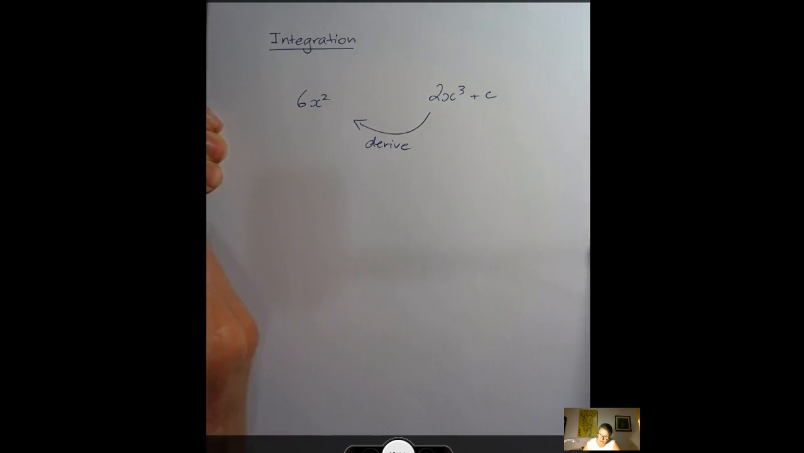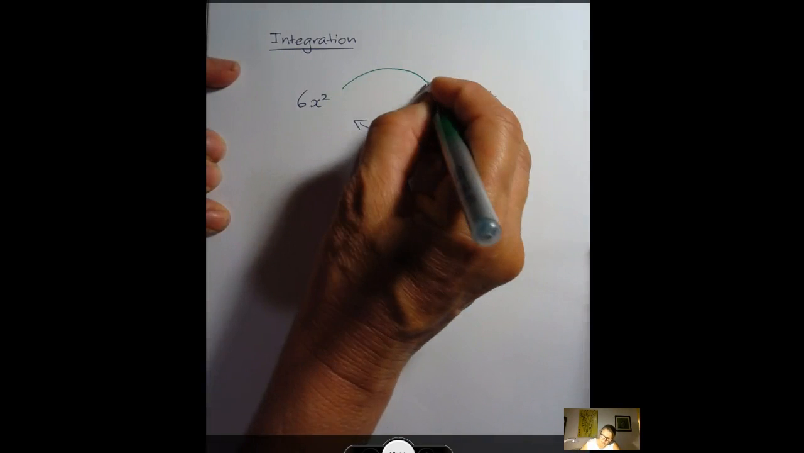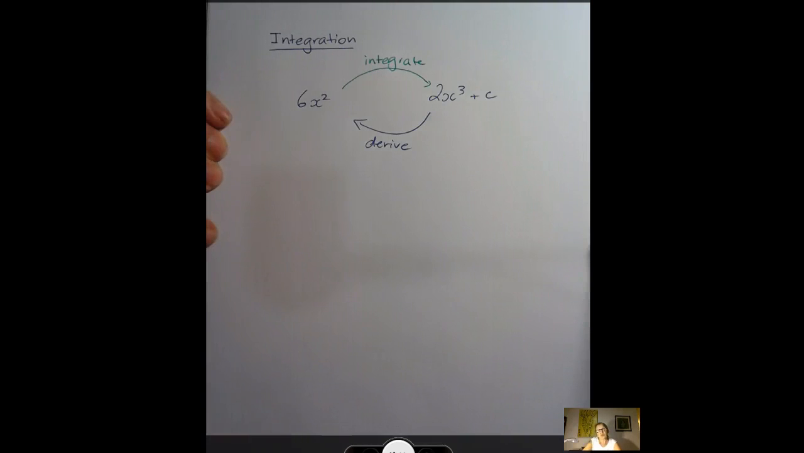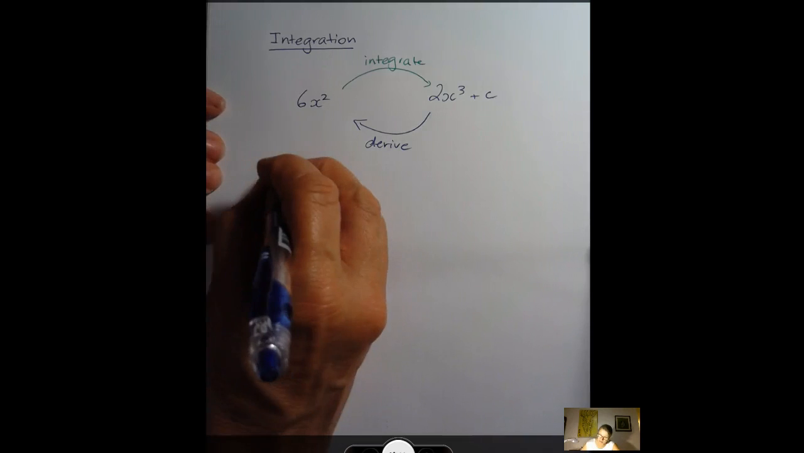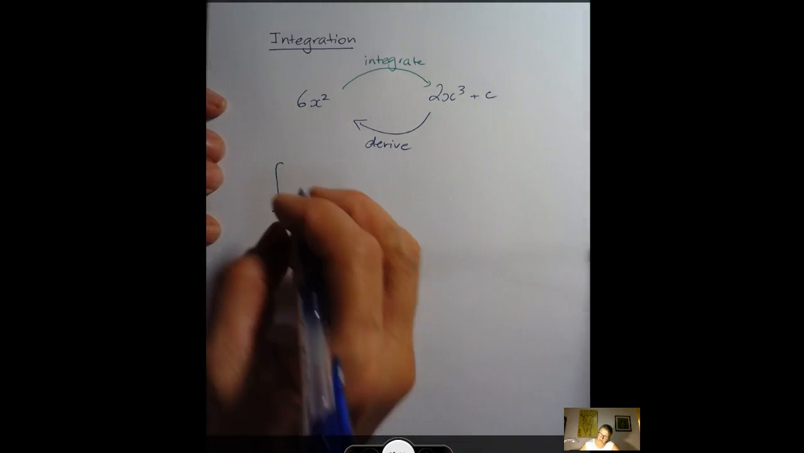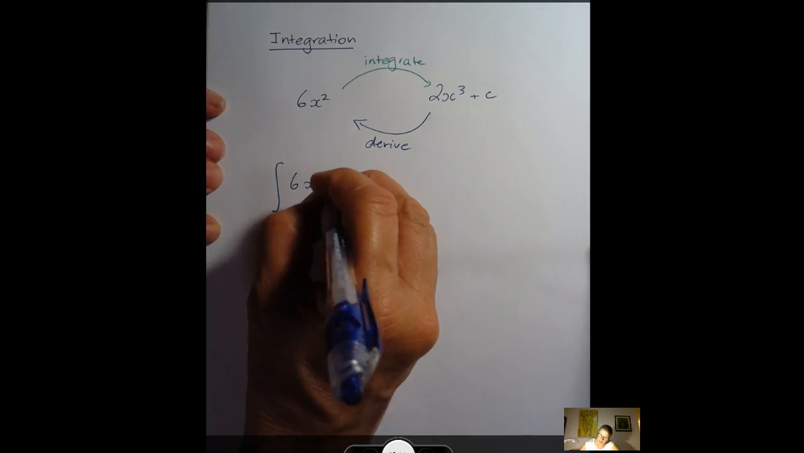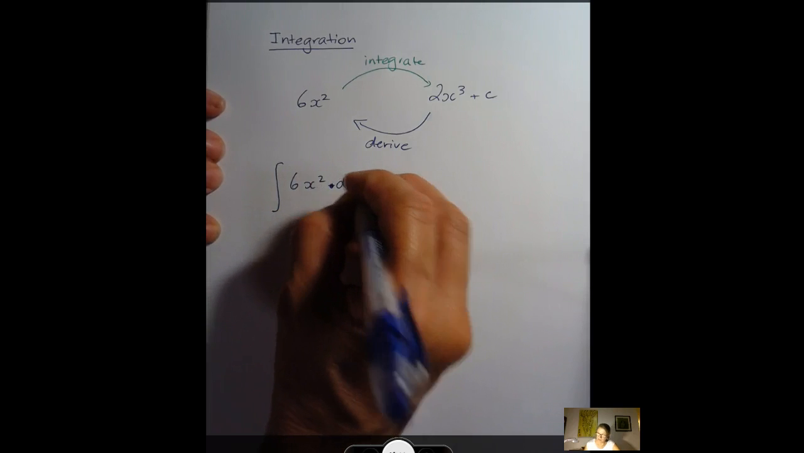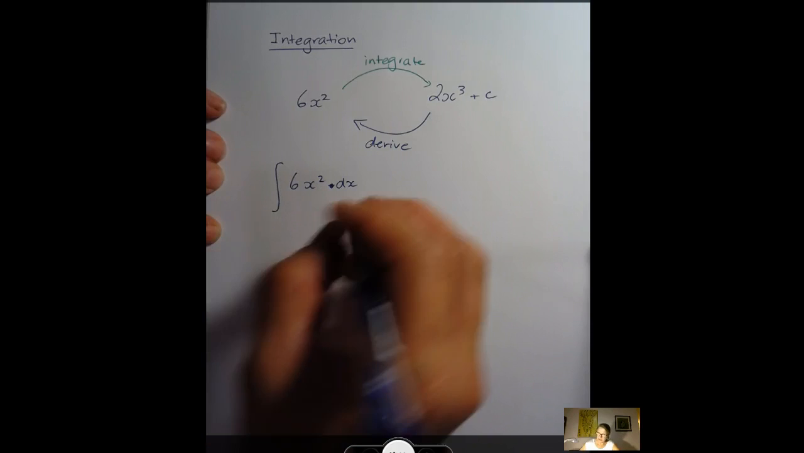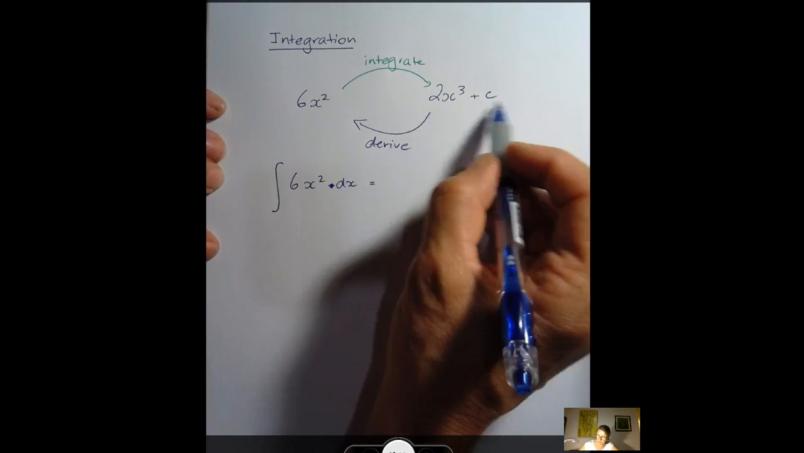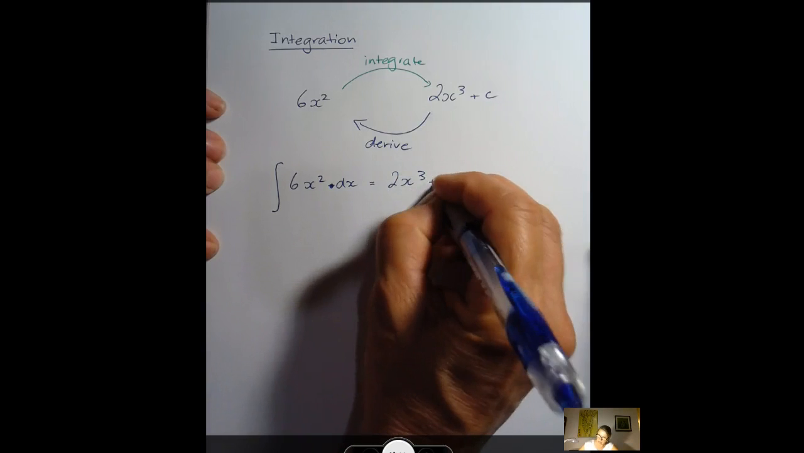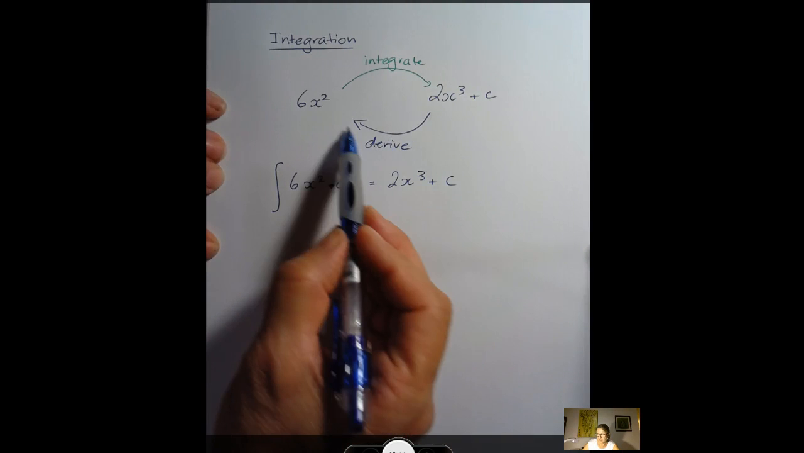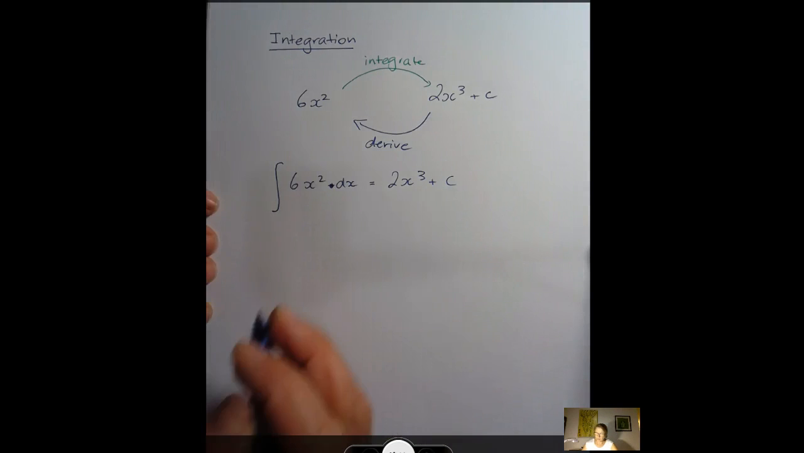So let's have a look. If this was our original function and we integrated that, we're going to end up with 2x cubed plus c. So let's have a look at how we could write this mathematically. This symbol here tells us to find the integral. So we've got 6x squared dx, and we want to find the integral of that with respect to x. And we know that is going to be 2x cubed plus c, because if we derive that, integration is the opposite.